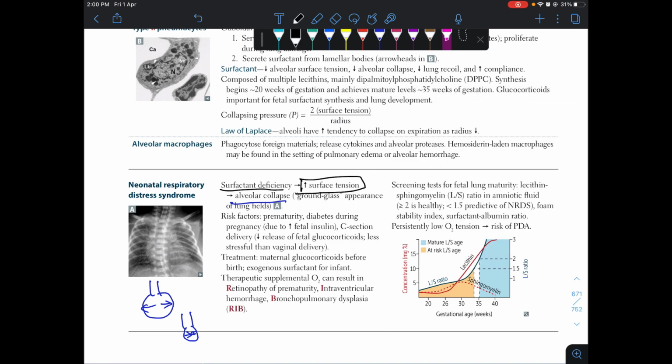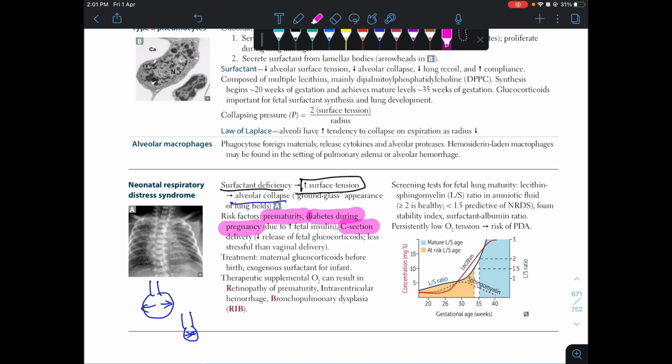And the risk factors for neonatal respiratory distress syndrome include prematurity, the baby which is born before the 28th week, diabetes during pregnancy, and C-section. Prematurity, because surfactant develops after the 28th week from the type 2 pneumocytes, and if the baby is born before the 28th week, there will be no surfactant production, so there will be increased surface tension that leads to alveolar collapse.